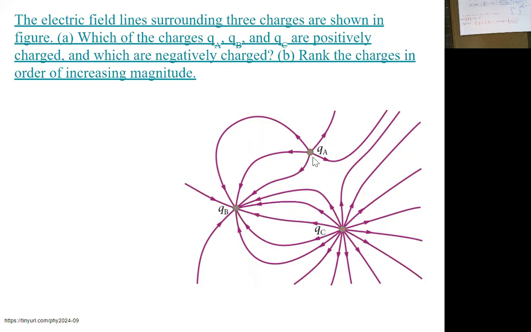For magnitude, there are only 5 lines over here. There's 1, 2, 3, 4, 5, 6, 7, 8, 9, 10 here. So QA would be less than QB magnitude-wise. You take the absolute value. Okay, the absolute value of QA should be less than QB, and then less than QC. QC has more lines than QB or QA. Okay, so A is less than B, less than C. Okay, in that case. All right.